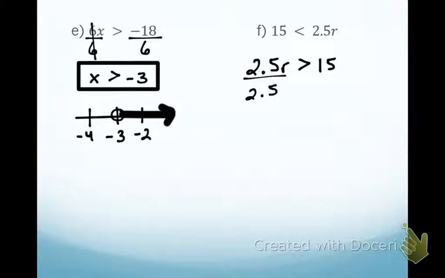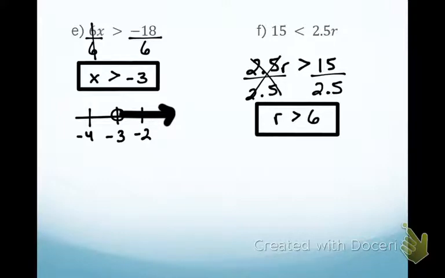A lot of times people will try to subtract it, but if a number is next to a letter, remember that means we are multiplying. So we're going to go ahead and do that to both sides. What happens on the left side, Nehemiah? 2.5. These two cancel out, and I'm left with r is greater than what? 6. 6 is correct. Please go ahead and box it in.